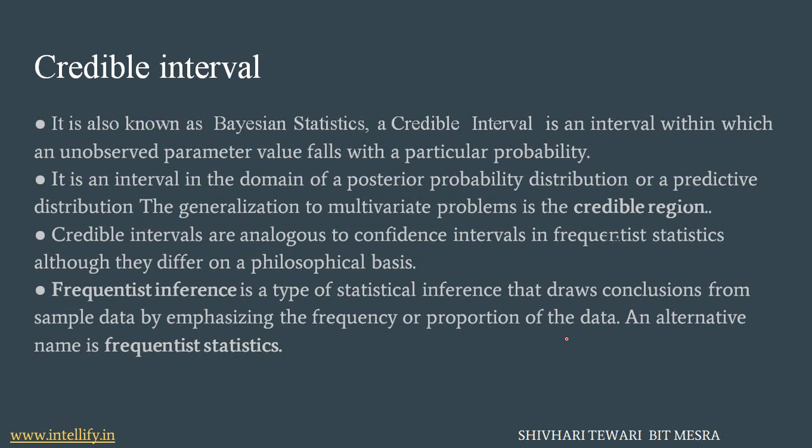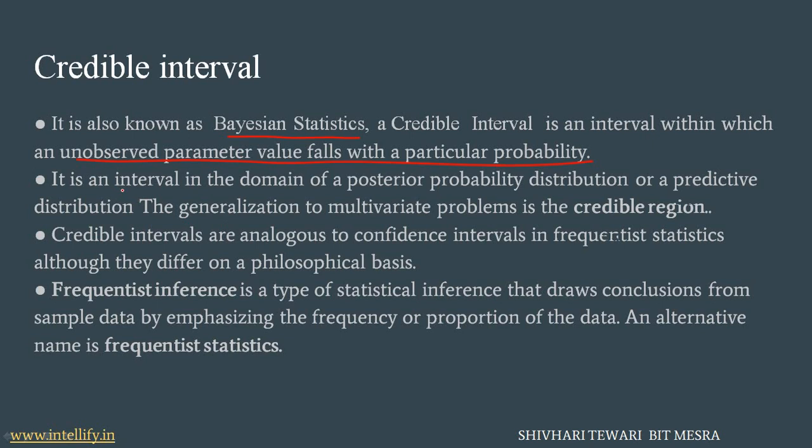Now, what is a credible interval? The credible interval, which is used in Bayesian statistics, is an interval within which an unobserved parameter value falls with a particular probability. That means some unobserved parameter value which we have found right now falls with some probability in the credible interval. It is a kind of interval in which the unobserved parameter value falls.